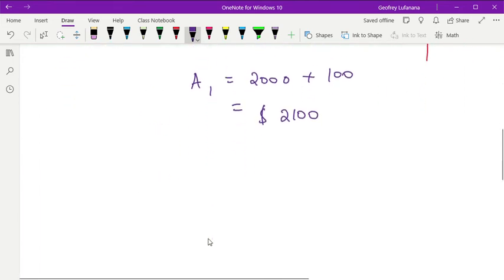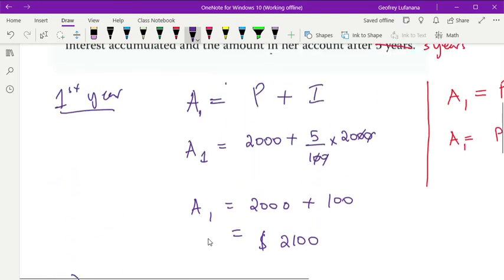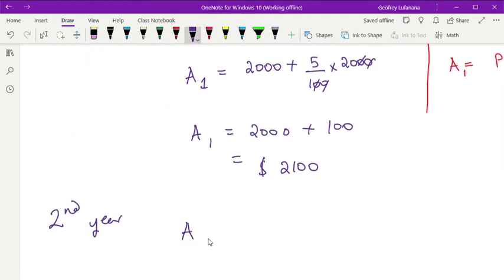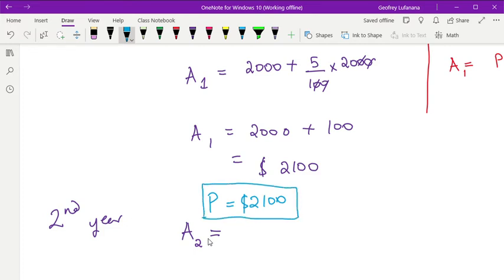Now let's proceed to the second year. At the end of the second year, we will have an amount 2. Like we mentioned earlier, the amount from year 1 becomes the principal for the second year. So in this case, our principal is going to be 2,100. This is a very important point: your amount from the first year becomes the principal in the second year.